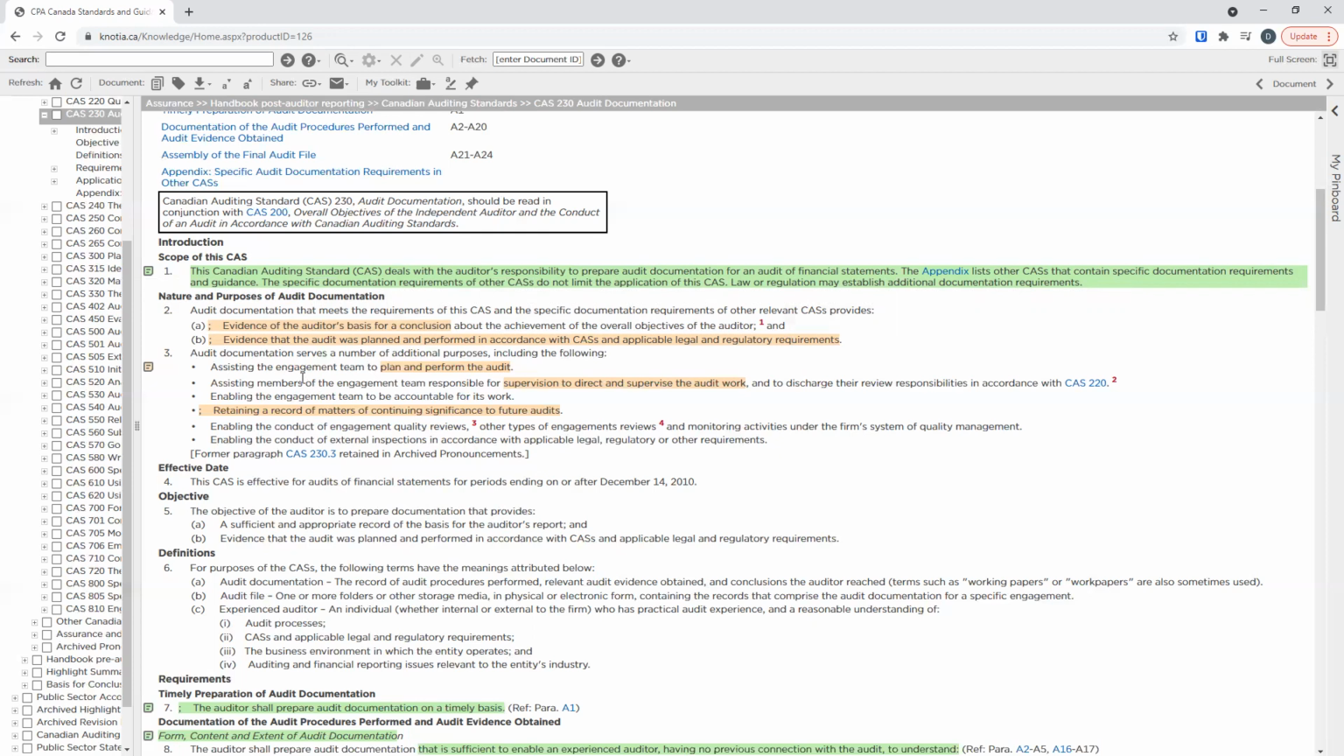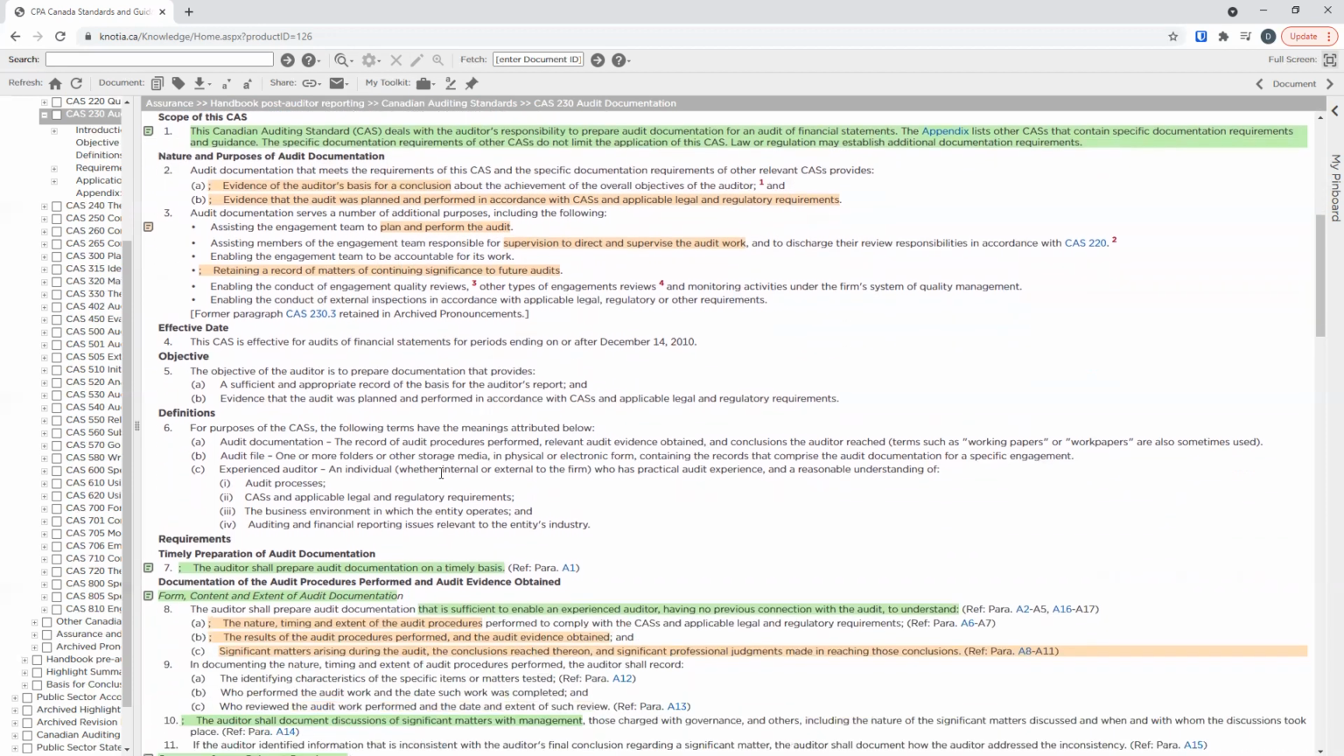So the requirement, and why it is required, is to plan and perform the audit, and then enable the audit partner to supervise the audit work to confirm that it is conducted properly, and then retain a record of matters of significance to future audits, so that based on these trends there is a reference for the future. So all this is required.